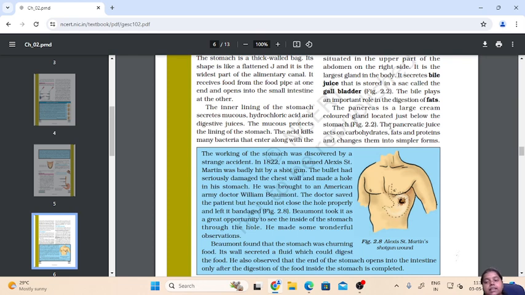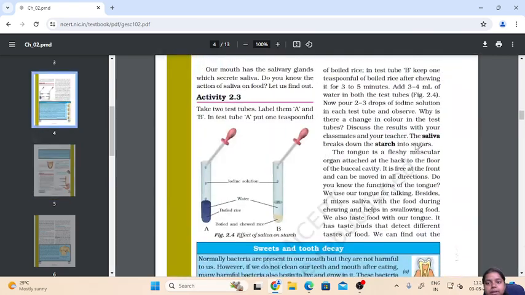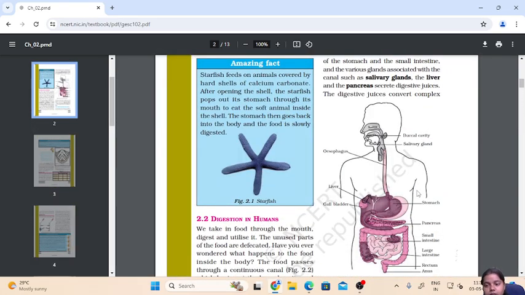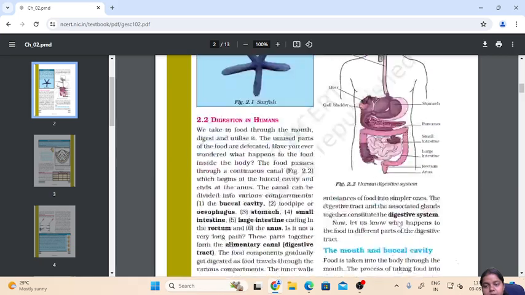Next is the pancreas, a large cream colored gland located just below the stomach. The pancreas also secretes some juices that act on the carbohydrates, fats and proteins and change them into simpler forms. Let's see the pancreas over here. This entire thing is the pancreas. It secretes some of those juices, and it is just below the stomach.